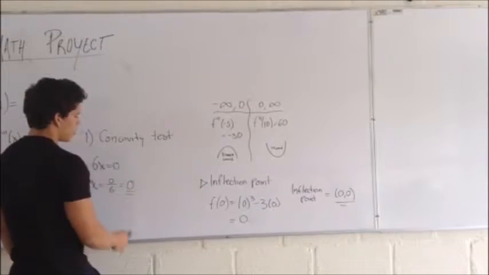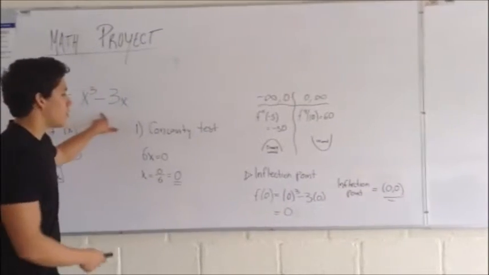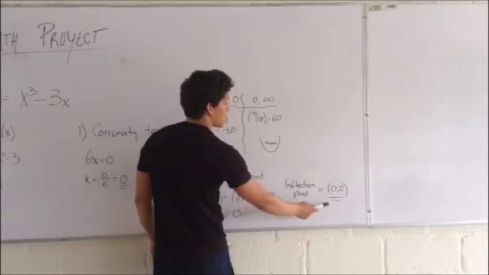For the inflection point, we substitute this value into the original function, and we get an inflection point of 0,0.